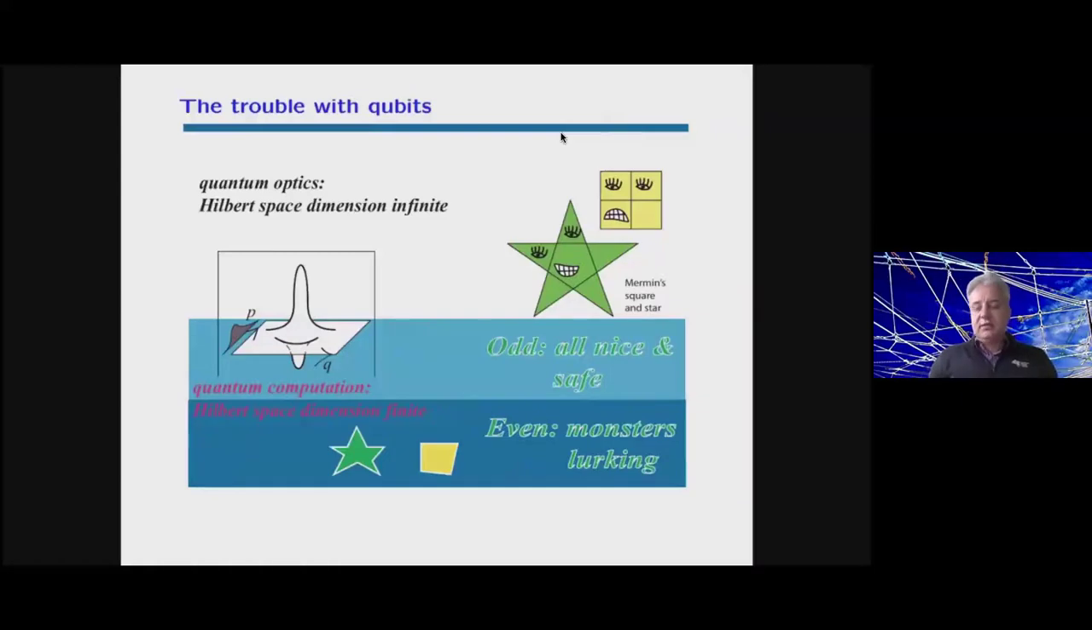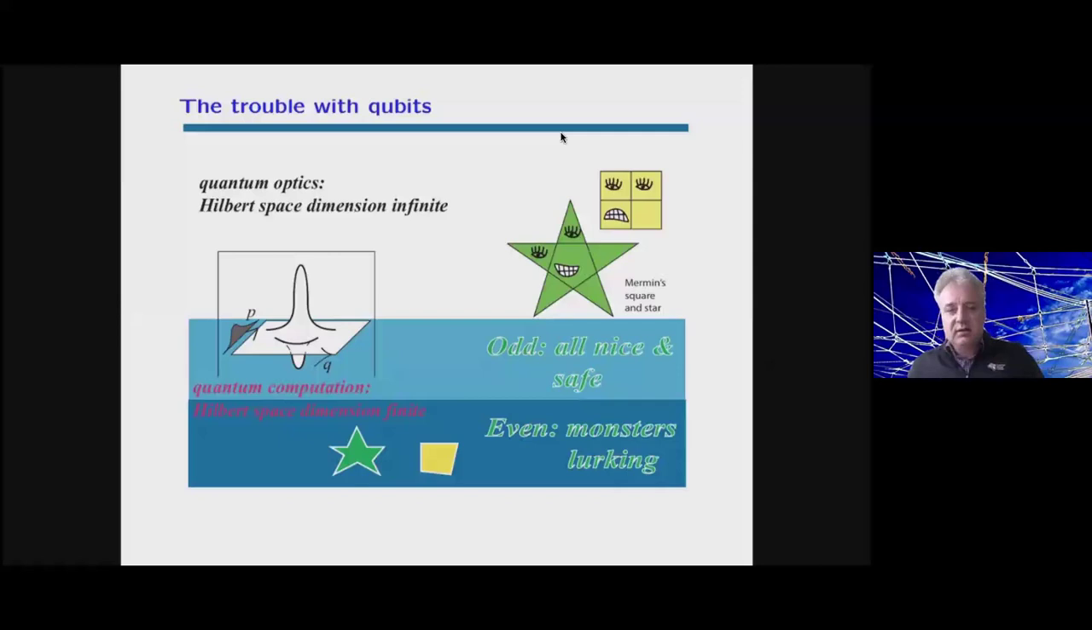Okay, so now that was all for odd dimensional systems. Now the trouble with qubits: where does it come from? The Wigner function is a construct from quantum optics, so it naturally lives in infinite dimensional Hilbert spaces, and quantum computation lives in finite dimensional Hilbert space. So you need to make the transition from infinite to finite. If your finite dimension is odd, this transition is really easy to make. But if you go from odd to even, all hell breaks loose.